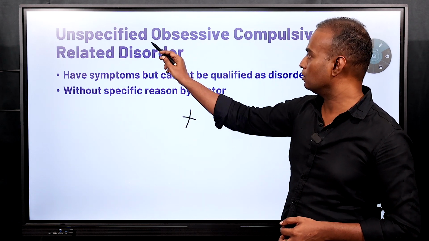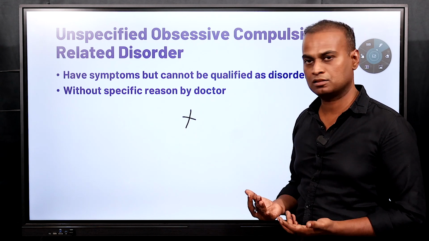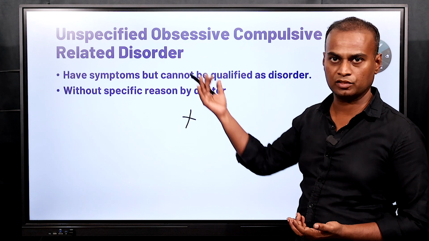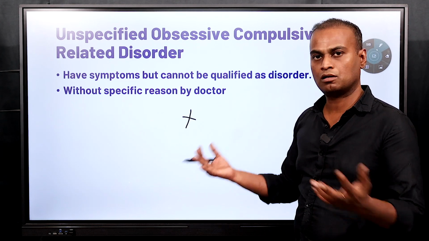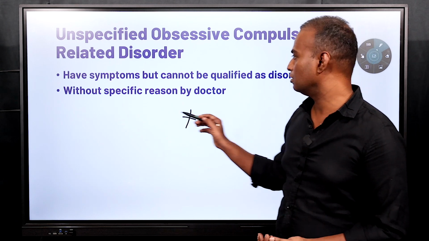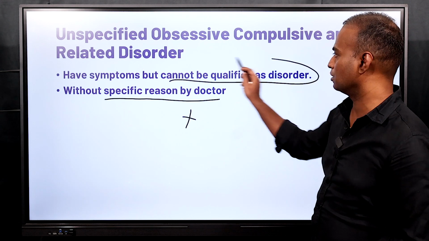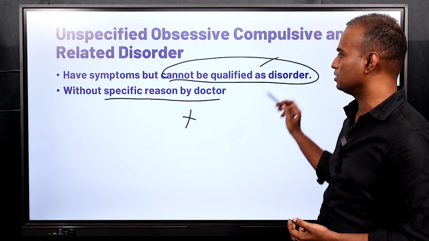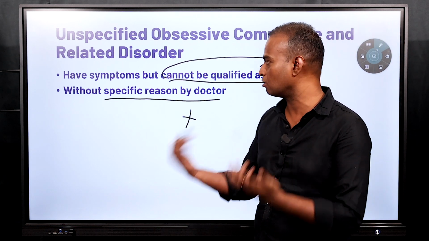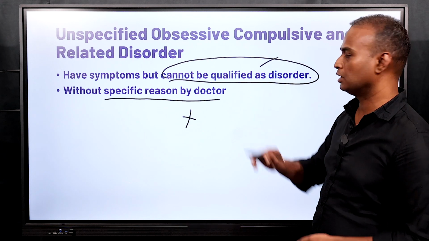It is unspecified if the doctor has not specified any reason why he has not put it into any of the criteria, but it is considered as OCD, though there are no complete symptoms, without any specific reason. It cannot be qualified as a disorder, but it has some symptoms here and there, and the doctor did not give the reasons. Then it becomes unspecified obsessive compulsive and related disorder.